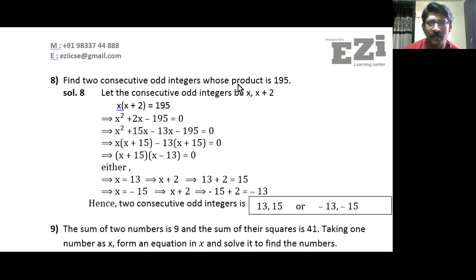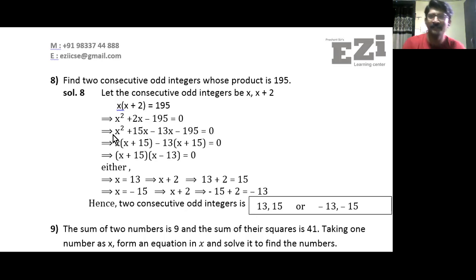Good. Now the next important word is their product, or whose product is 195. That means what? x into x plus 2 is equal to 195. Keep writing guys. Now if you multiply x into x plus 2, it will become x square plus 2x minus 195 is equal to 0. Now you can do the factorization method over here. The product should be negative 195 and the sum should be plus 2. So that is 15 and 13 there. So x square plus 15x minus 13x minus 195 is equal to 0.